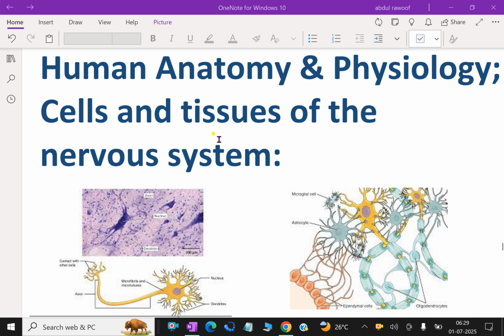In human anatomy and physiology, let us discuss cells and tissues of the nervous system. There are two types of nervous tissue, neurons and neuroglia. First, about neurons. Each neuron consists of the cell body and its processes, one axon and many dendrites. Neurons are commonly referred to as nerve cells. Bundles of axons bound together are called nerves.